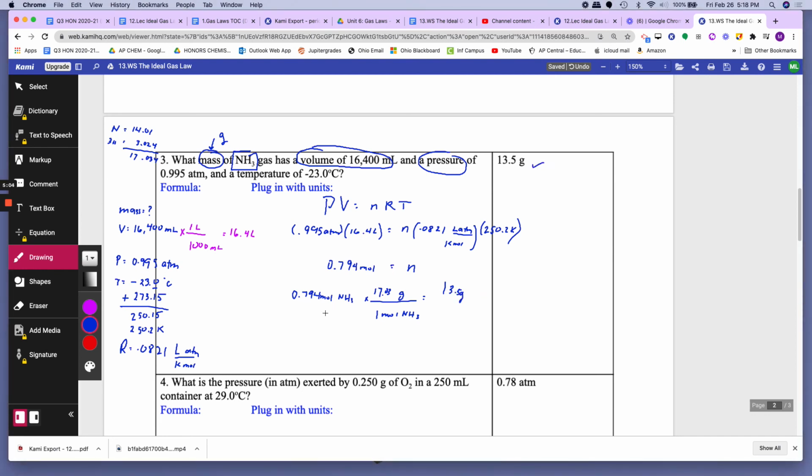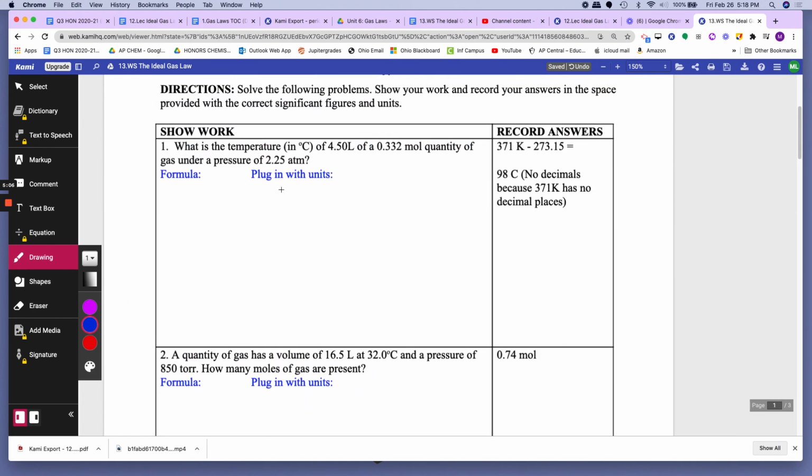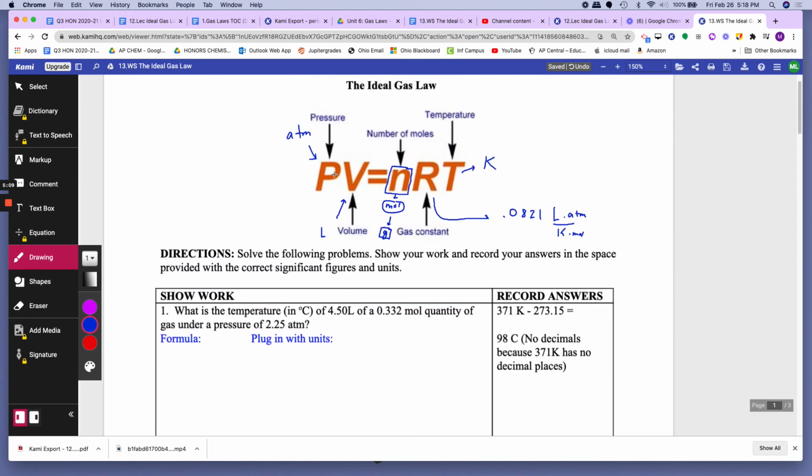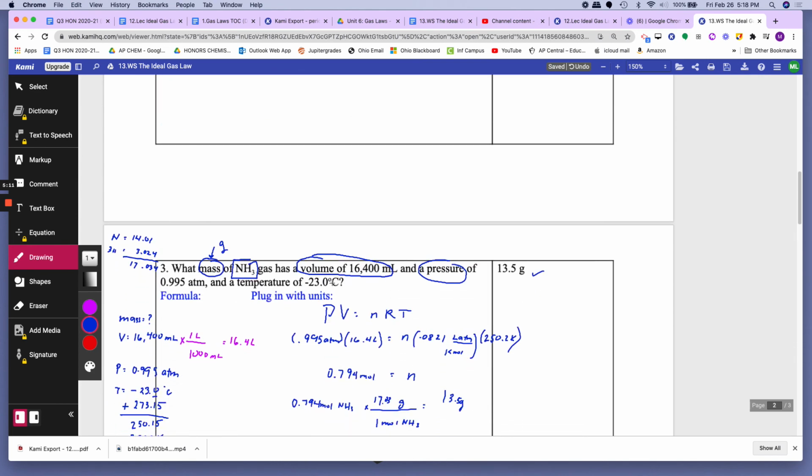Okay, and that's it. So for the rest of the problems, they should be a lot easier because you're just plugging it into the PV equals nRT. I think I chose the hardest one.